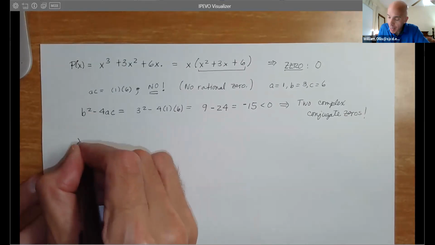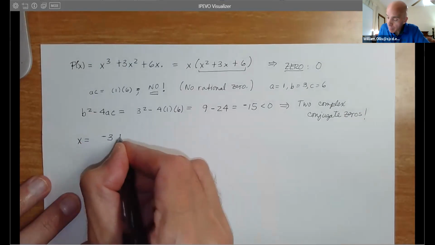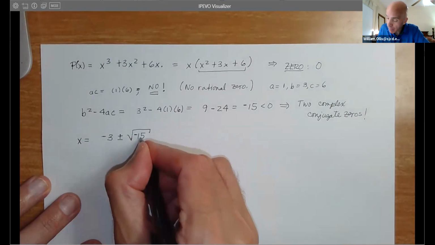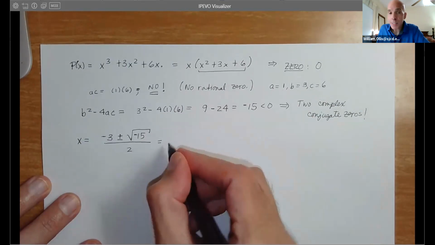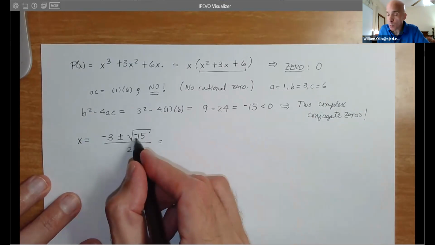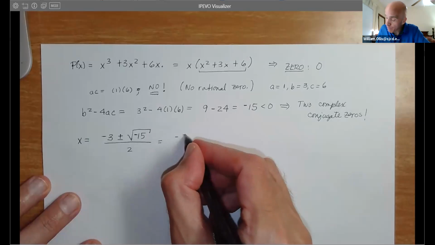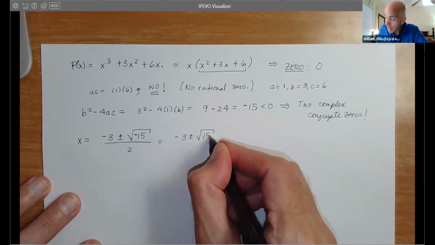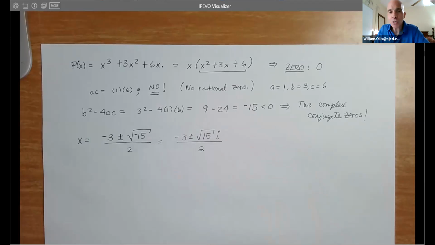So now we have x equals, so the opposite of b, negative 3, plus or minus the square root of negative 15, divided by 2a, which is 2. Now, of course, WebAssign would appreciate if we write the square root of negative 15 with the i. So remember, this would be negative 3 plus or minus the square root of 15 times i, absolutely, divided by 2.